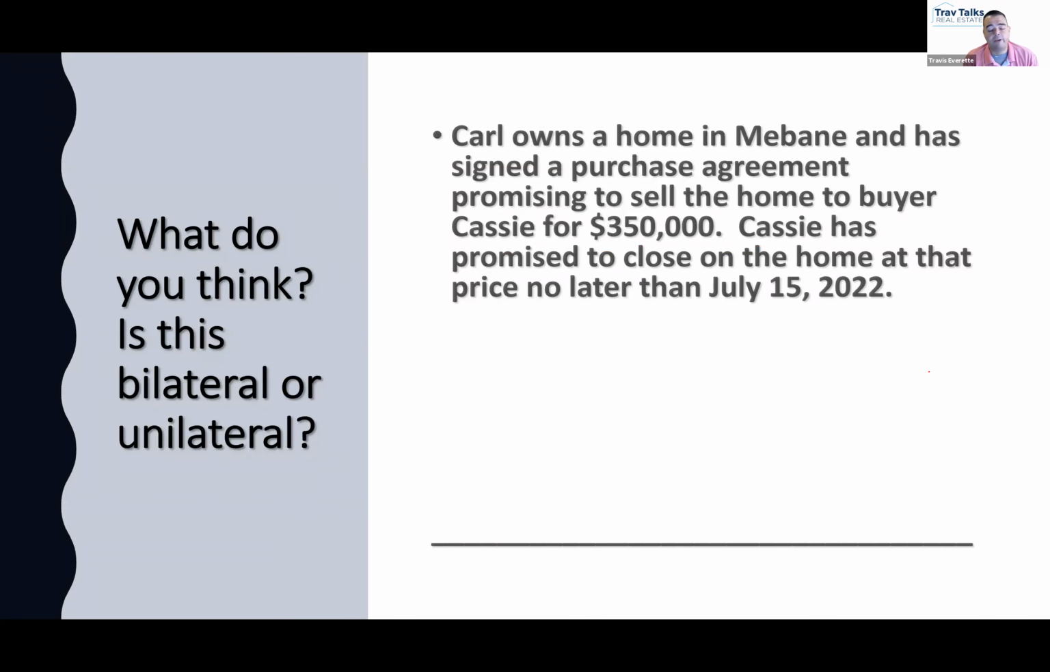Now, look at this one and tell me what you think. Carl owns a home in Mebane and has signed a purchase agreement promising to sell the home to buyer Cassie for $350,000. Cassie has promised to close on the home at that price no later than July 15th of 2022. Is this a unilateral agreement or is this a bilateral agreement? Bilateral. This is a bilateral agreement.